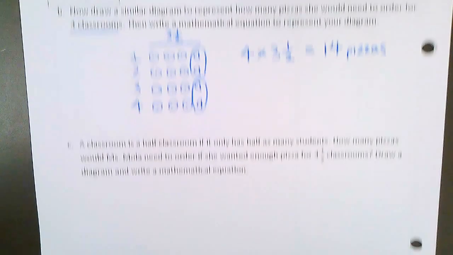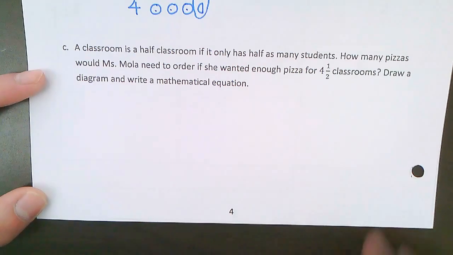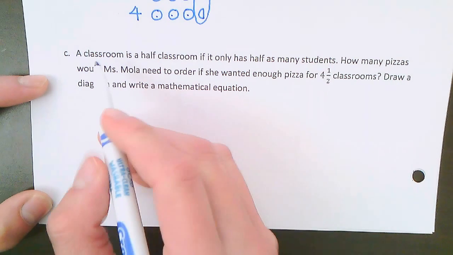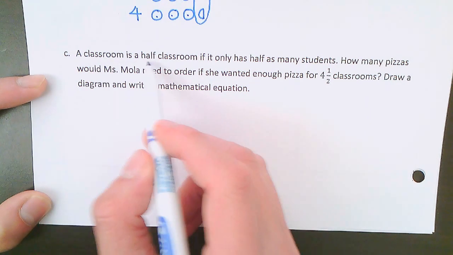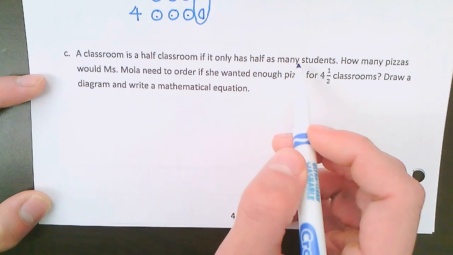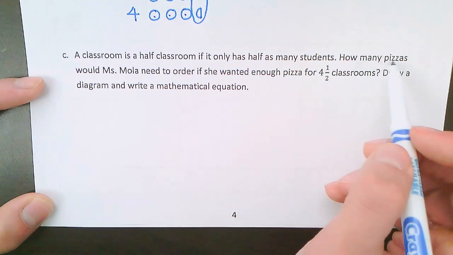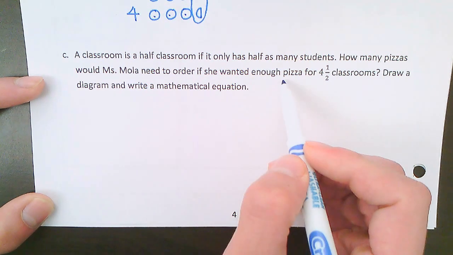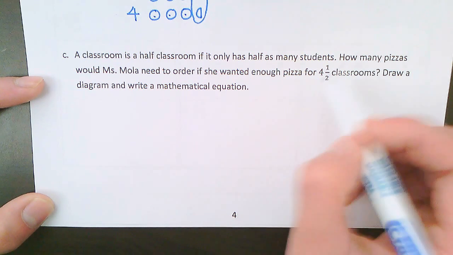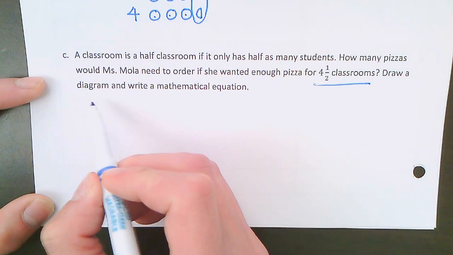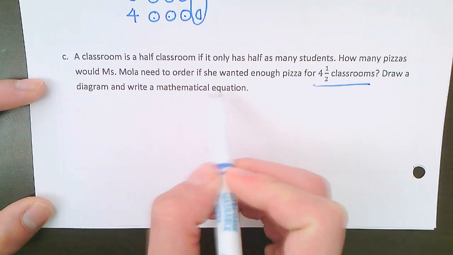Now let's look at the last one, and it's going to get a little tricky. Let's read the problem together. A classroom is a half classroom if it only has half as many students. How many pizzas would Miss Mola need to order if she wanted enough pizza for 4.5 classrooms? Draw a diagram and write a mathematical equation.